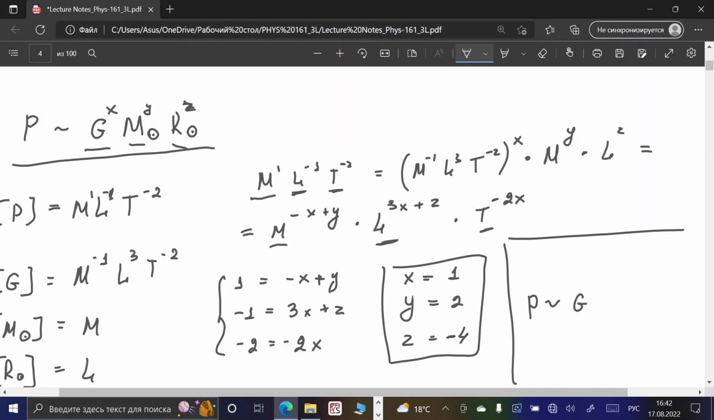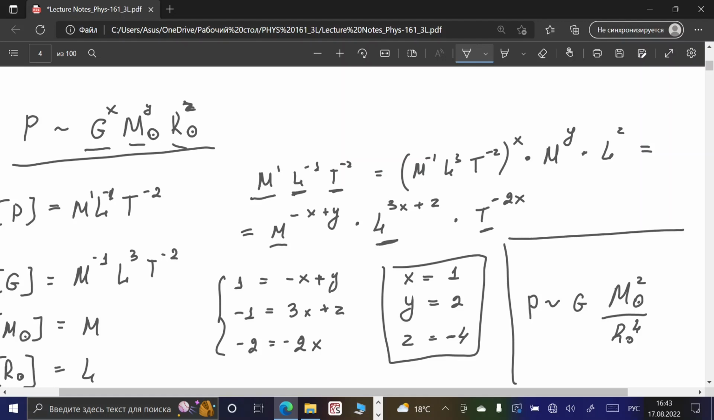Then we have the mass of the star in power 2, and the radius of the star in power minus, well, actually it's minus 4, so we just put it in the denominator. So that is our final equation, which we get from dimensional analysis.